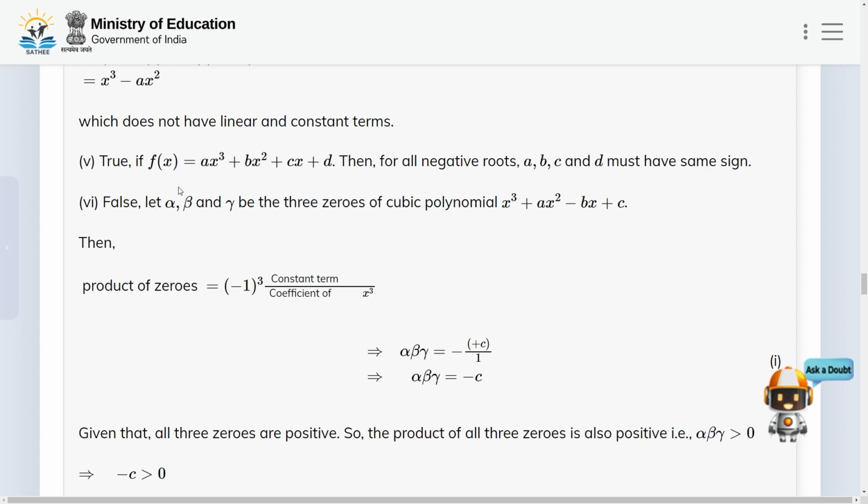If we take f of x equal to ax cube plus bx square plus cx plus d, then for all negative roots, a, b, c and d must have the same sign. Okay, so the given statement is a true statement.